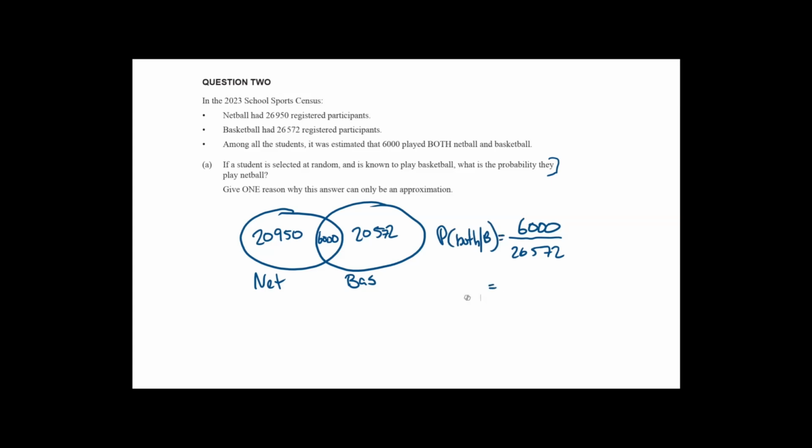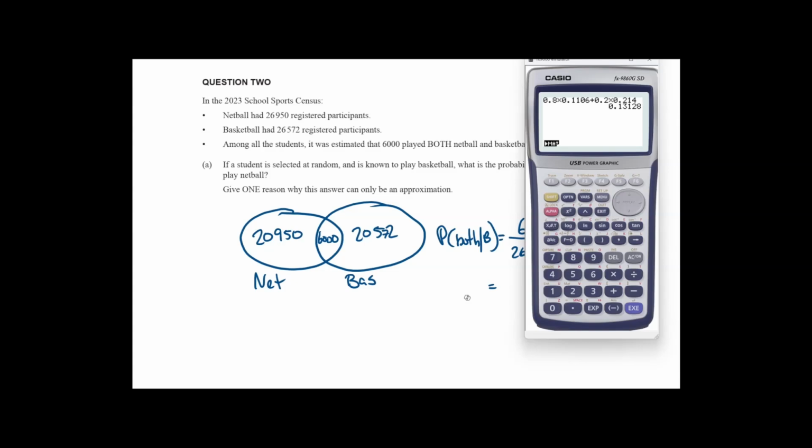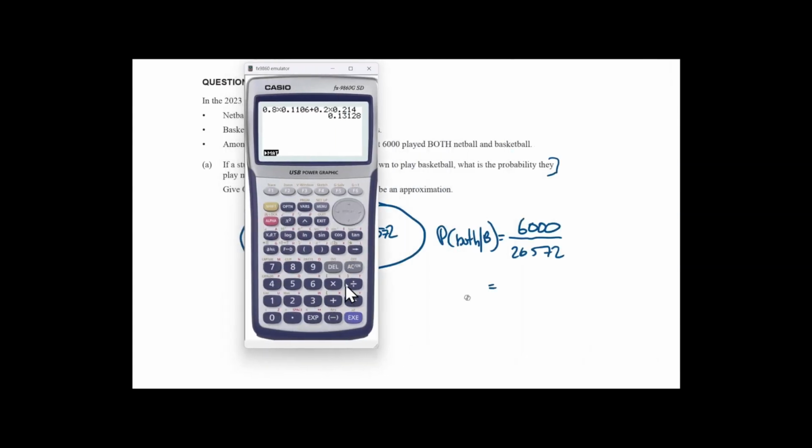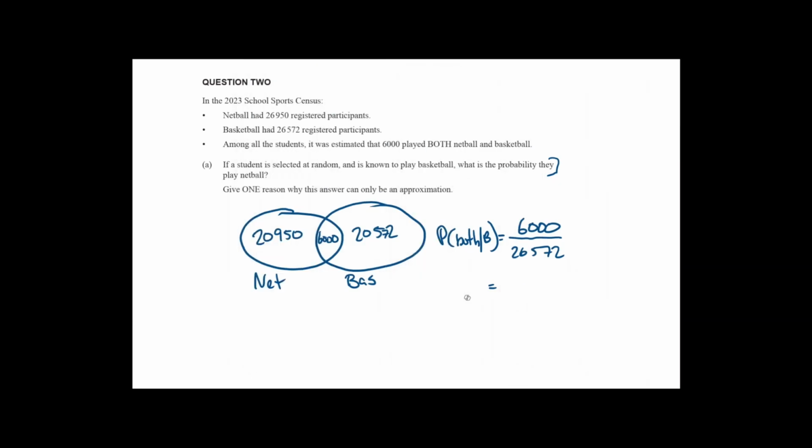So we grab the Casio: 6,000 over 26,572. So 0.2258. It doesn't ask for a percentage, so just have it like that.